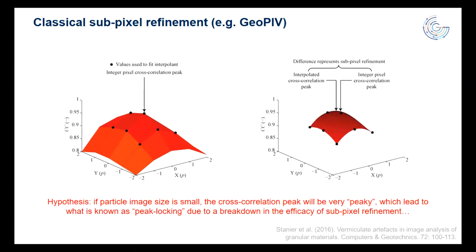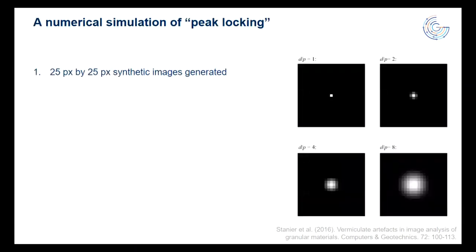Okay? And the hypothesis is that if this particle image size is small, if the grains of our sand are small relative to the pixel size, then this correlation peak is going to be really peaky. And as a consequence, this bicubic interpolant surface is going to effectively bias the output from our analysis. So let's have a look at that in a bit more detail.